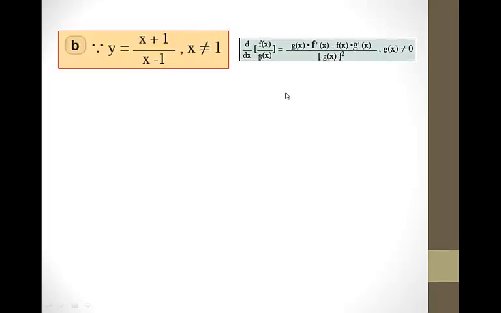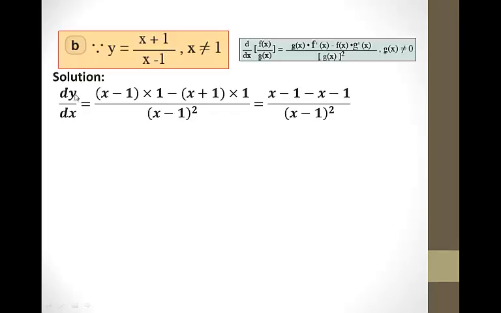What is the rule for the differentiation of the quotient of functions? We have f of x over g of x. So what is the derivative of f of x over g of x? First we write the denominator dot f dash of x, the derivative of the numerator, minus f of x dot g dash of x, the first derivative of the denominator, over g of x all squared, and of course g of x not equal to 0.